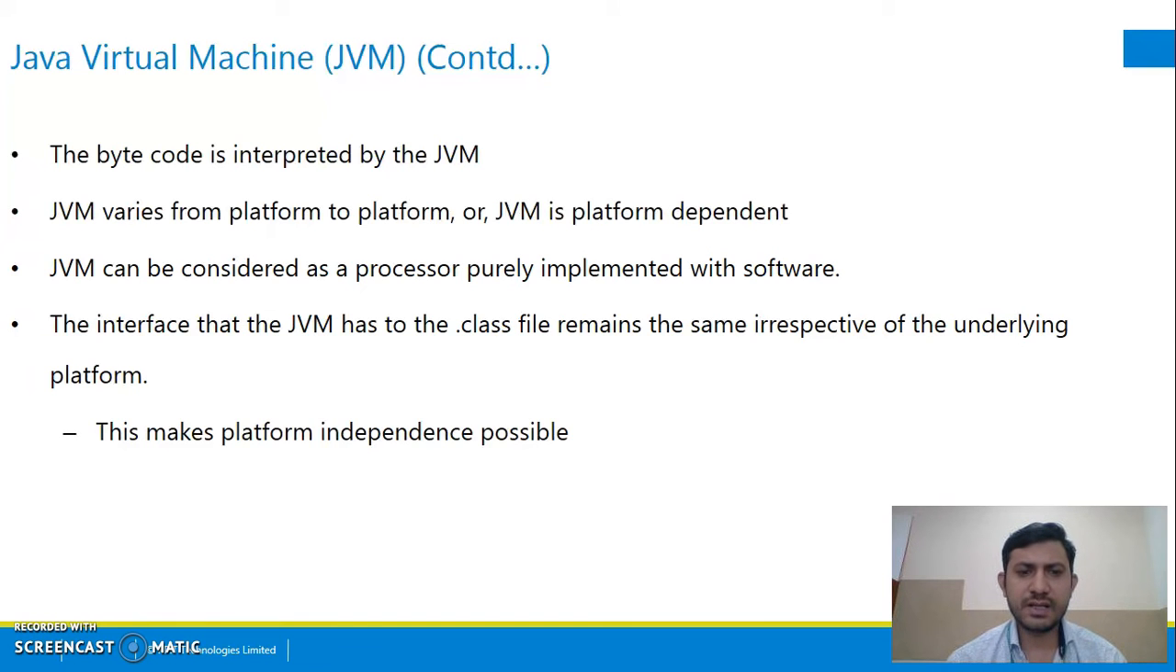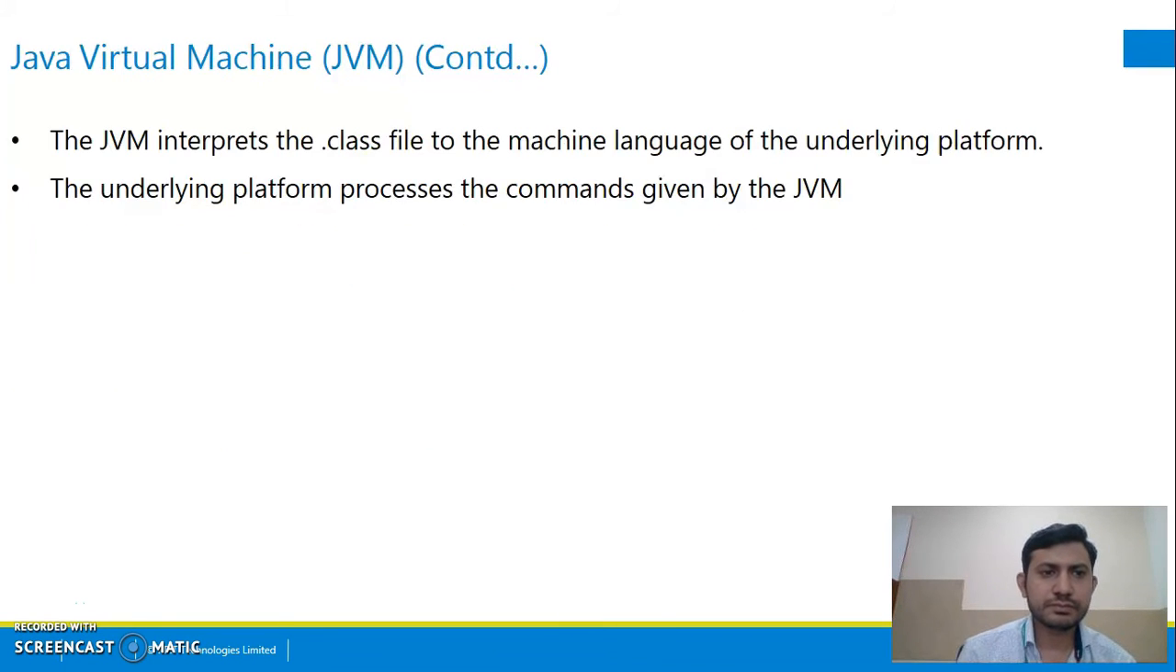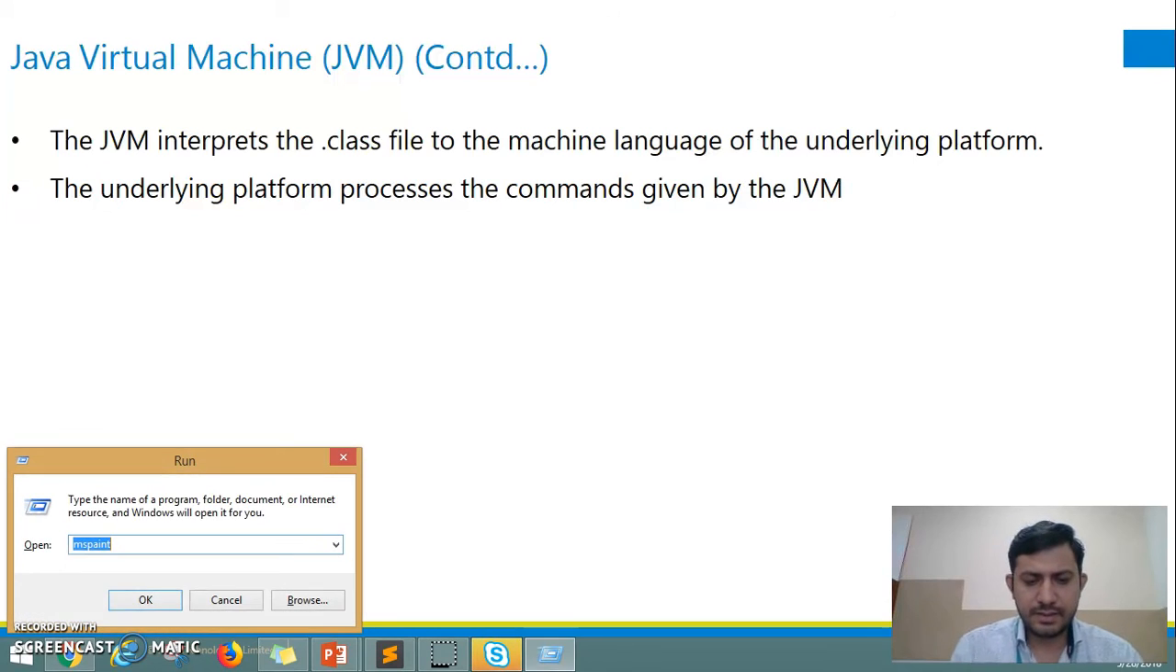The interface that the JVM has to the .class file remains the same irrespective of the underlying platform. So when you get a JVM for Linux, the internal working is different, but the .class file remains the same. So JVM interprets the .class file to the machine language of the underlying platform, and underlying platform processes the commands given by JVM. So let us just see that again.